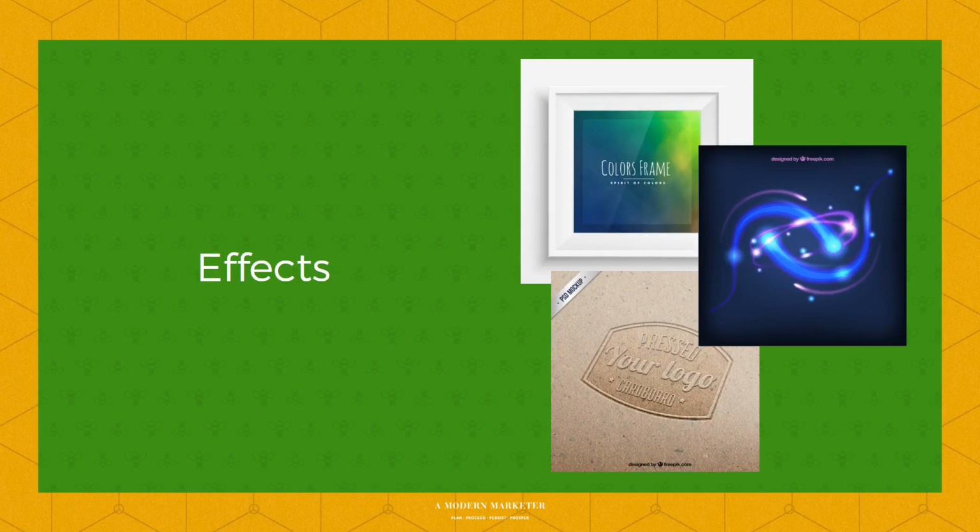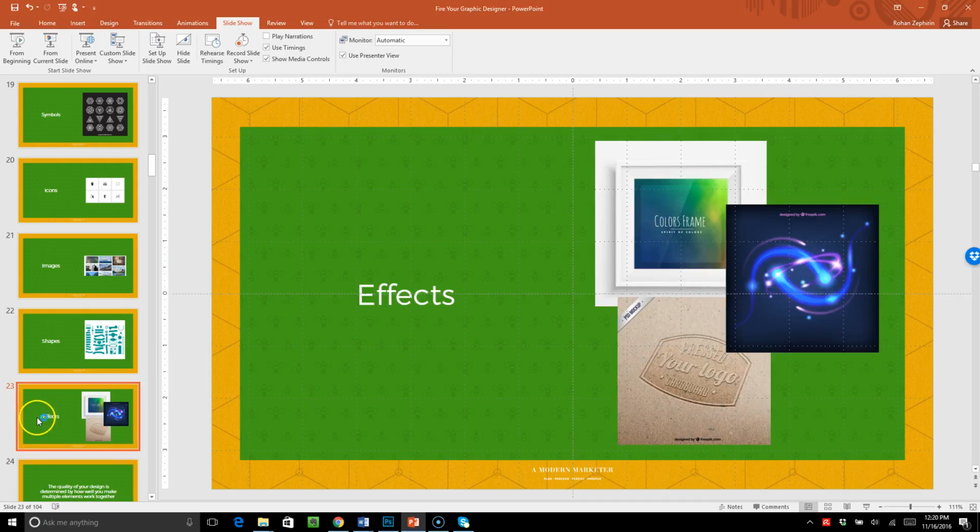Effects. This is kind of the last element here. An effect is something like a drop shadow. You add a shadow to something. You add a glow to something. Different stuff like that. These are effects. And again, effects add just a little bit of oomph to something. So let's see if I can show you that right now.